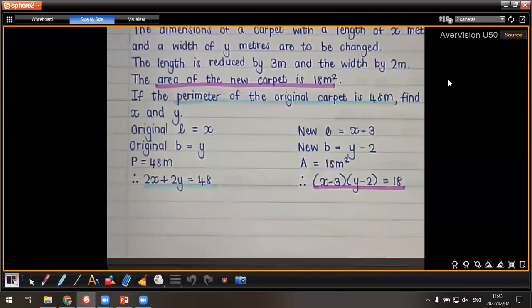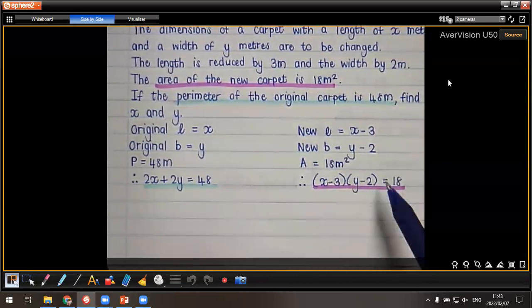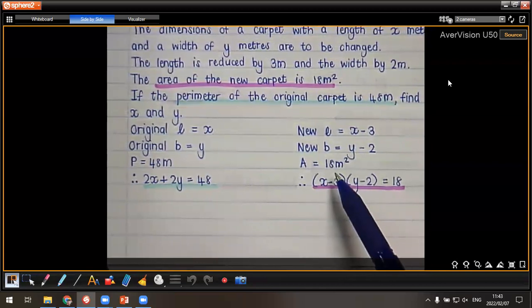Now we see we have 2 equations, right? With 2 variables. So now we can start solving them simultaneously. The first step in solving simultaneous equations, rather, is we need to isolate the variable. So guys, I wouldn't try to isolate the variable here. It's going to be very complicated, right?